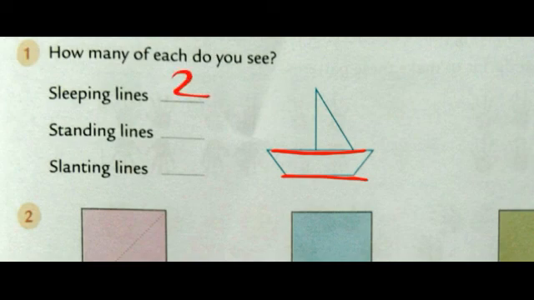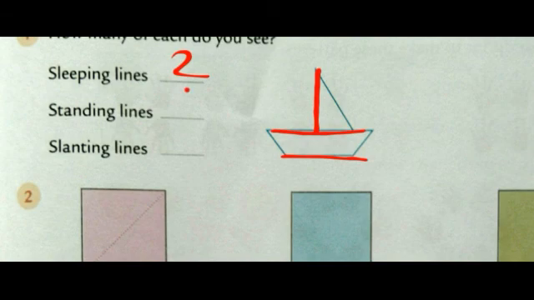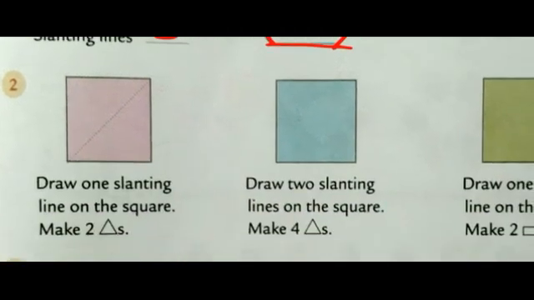Now, they are asking how many standing lines are here. I can see only one standing line here. So, I will write here 1. Now, they are asking how many slanting lines are here. So, let's find out. 1, 2, 3. 3 slanting lines are here. So, this is the way how you can find out sleeping lines, standing lines, and slanting lines. Now, see the next question given here.